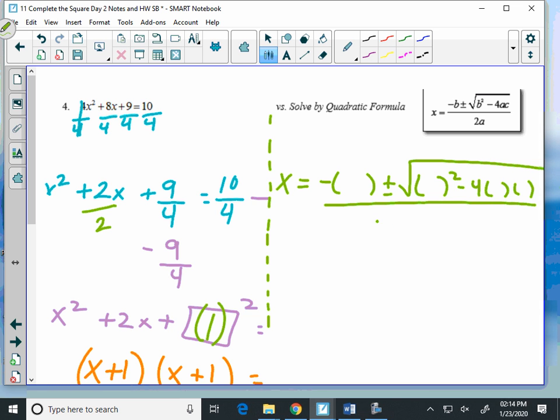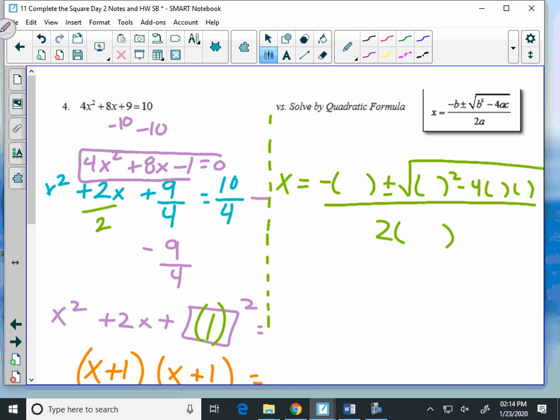I fill out the skeleton of my quadratic formula. I go back to my quadratic. In order to use the quadratic formula, what does your quadratic have to equal? 0. So what do we have to do with that 10? Subtract it. So we get 4x squared plus 8x minus 1 equals 0. So we're looking at that purple quadratic. We get our A, our B, and our C.